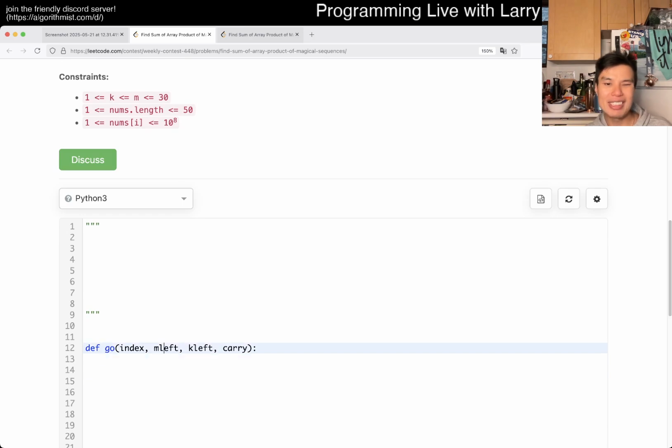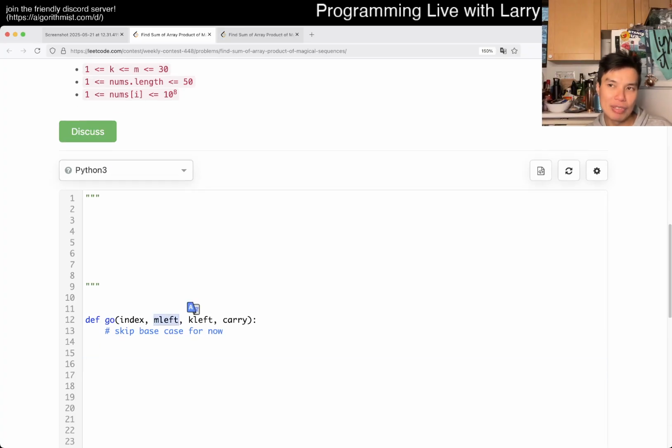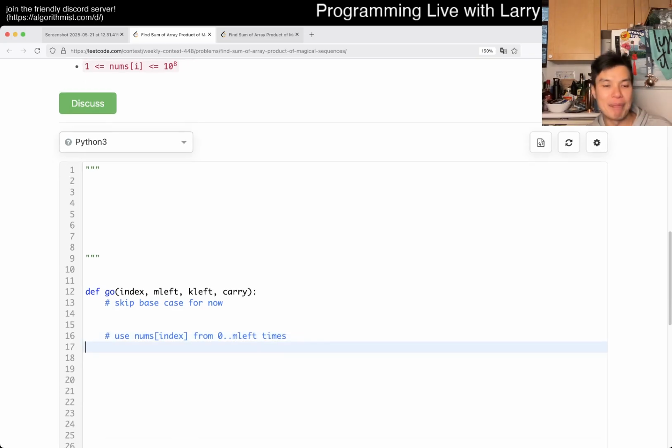Okay, index and m don't change. K left, I'm not going to explain in too much detail. It's just how many k's you have left to implement. And then carry depends on how we loop, and how we loop matters, because here, let's skip the base case for now. Here we want to say, okay, we have m left. That means that we can use up to m left of the current number. So that means that for nums at index, we can use nums from 0 to m left times. And that's basically the idea. And then everything follows from the implication of that.